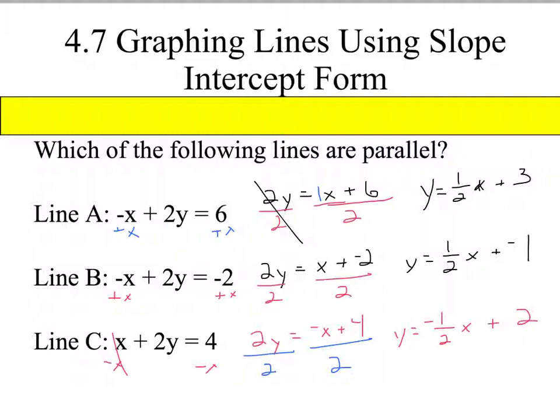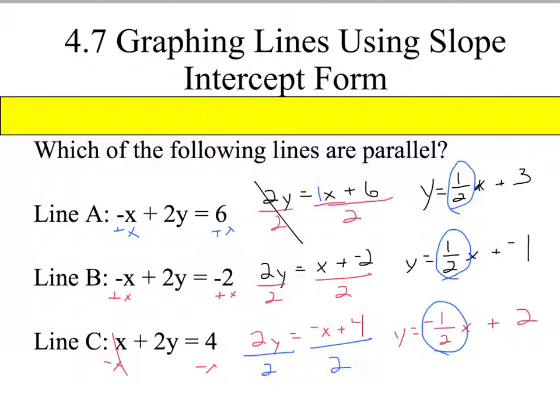So in slope-intercept form you have y equals 1/2 x plus 3, y equals 1/2 x plus a negative 1, y equals a negative 1/2 x plus 2. Now, according to our parallel lines, we are just looking at the slope. What's the slope in line A? It's 1/2. Line B? 1/2. Line C? Negative 1/2. Out of those three lines, which ones have the exact same slope? Meaning they are parallel.